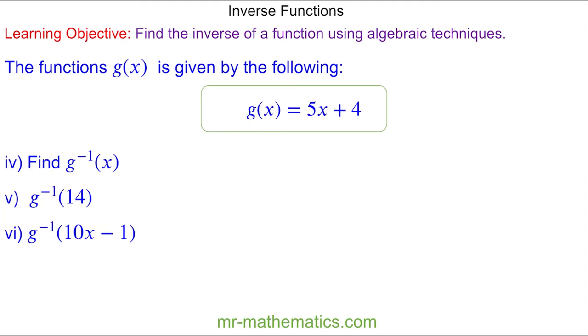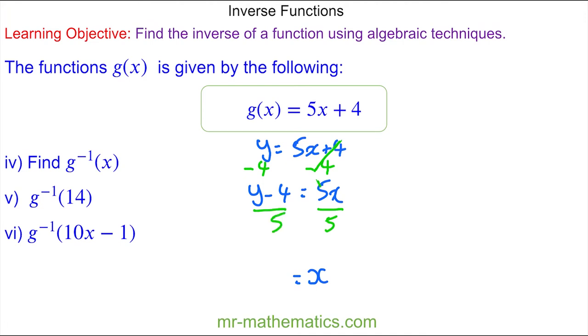So we'll begin by replacing g of x with y. So y is equal to 5x plus 4. And when I work out the inverse function, I am rearranging this equation to make x the subject. So I begin by taking away 4 from both sides, and these will cancel. So y take away 4 is equal to 5x. I'll divide both sides by 5. And these will cancel. So I'm left with y take away 4 over 5. So for the inverse function of g of x, I replace this y with the x, x take away the 4 divided by 5.